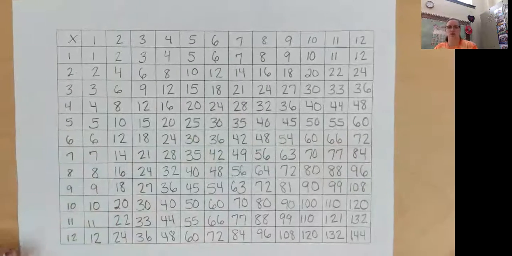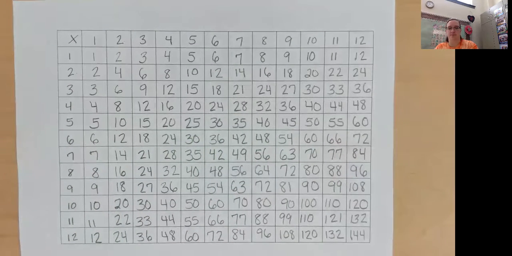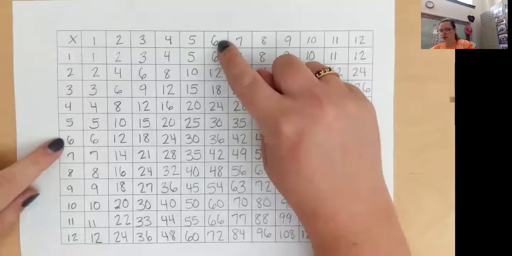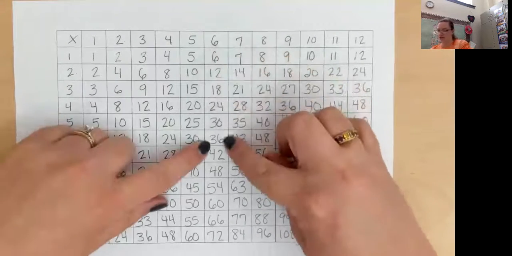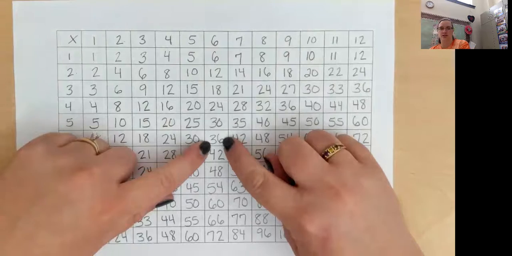All right, you try this one, 6 times 6. Go ahead and put your fingers where they need to be and trace it to see what 6 times 6 equals. I hope you said 36. Put your finger here on 6, finger here on 6, trace them together, and that equals 36.